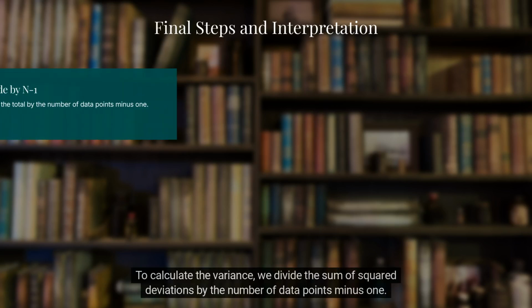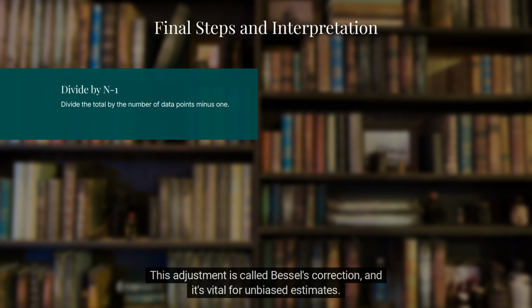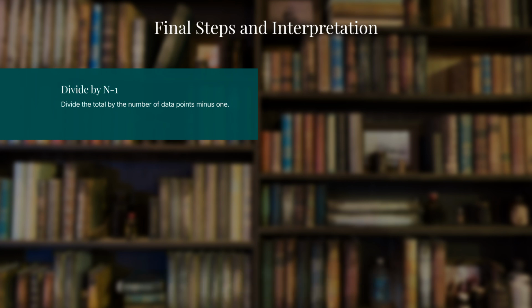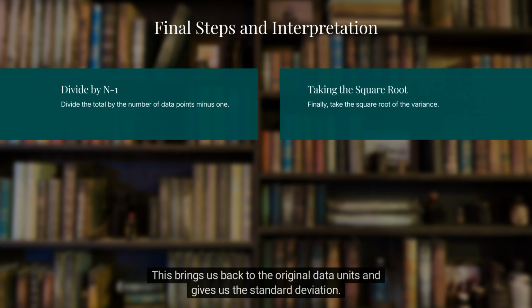To calculate the variance, we divide the sum of squared deviations by the number of data points minus 1. This adjustment is called Bessel's correction, and it's vital for unbiased estimates. The final step is to take the square root of the variance. This brings us back to the original data units and gives us the standard deviation.